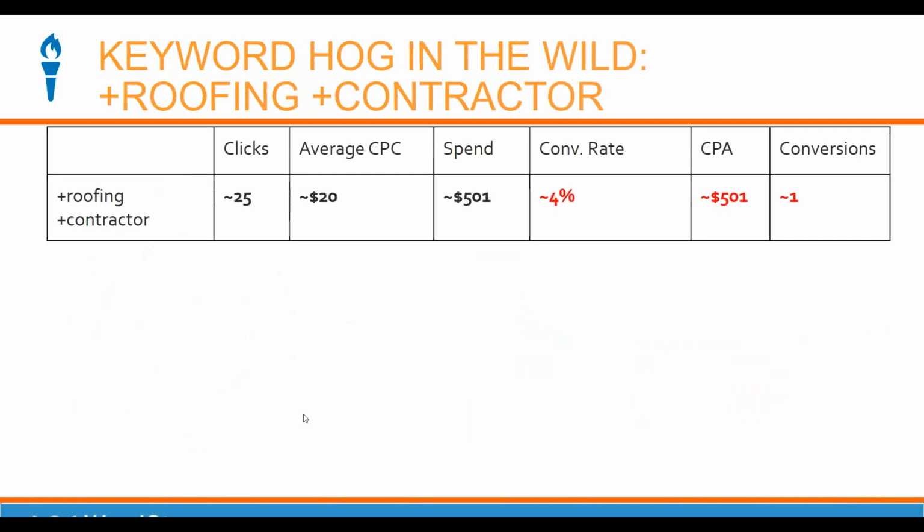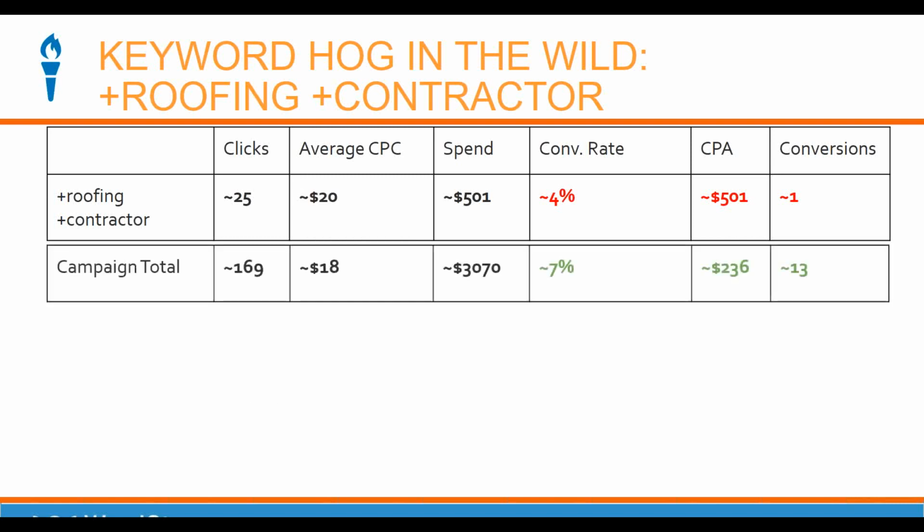So let's drill down a little bit deeper and look at the performance metrics associated with this particular keyword. So as we drill down, we see that this keyword has a conversion rate of 4%, a CPA of 501, and has generated one conversion over the past 30 days. However, if we compare this to the campaign average, we see a much better conversion rate of 7% in aggregate, an average CPA of 236, and 13 overall conversions. So this keyword is underperforming when compared to the campaign average. It's very clear to see that.